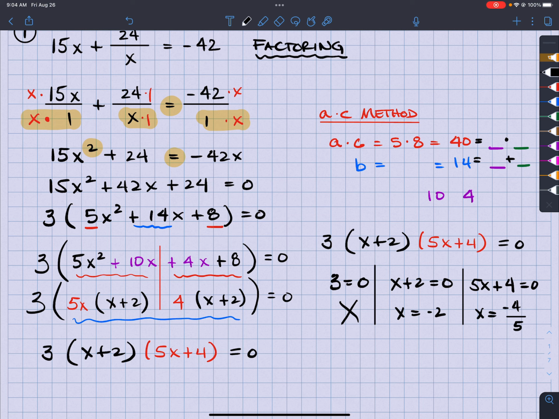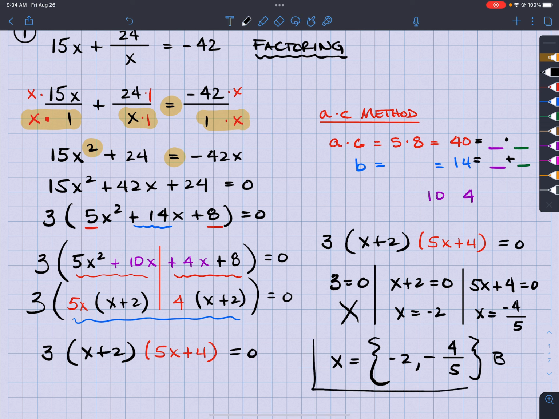So, looking at my choices, that's exactly what I have, which is, I should do it this way, x is equal to -2, comma, -4/5. And that, ladies and gentlemen, is choice B. And there we go.